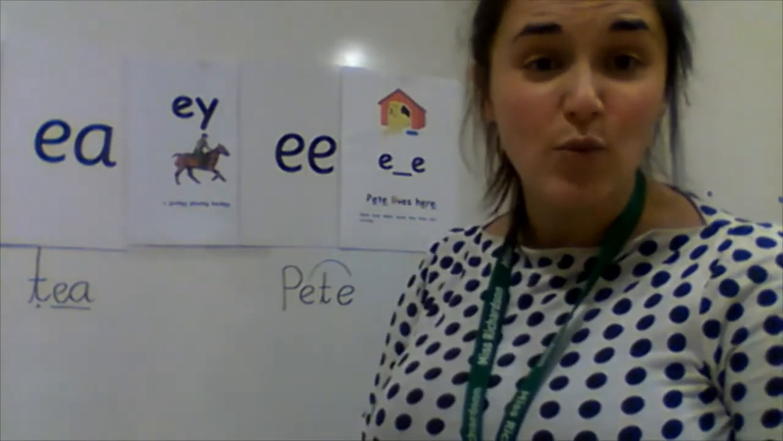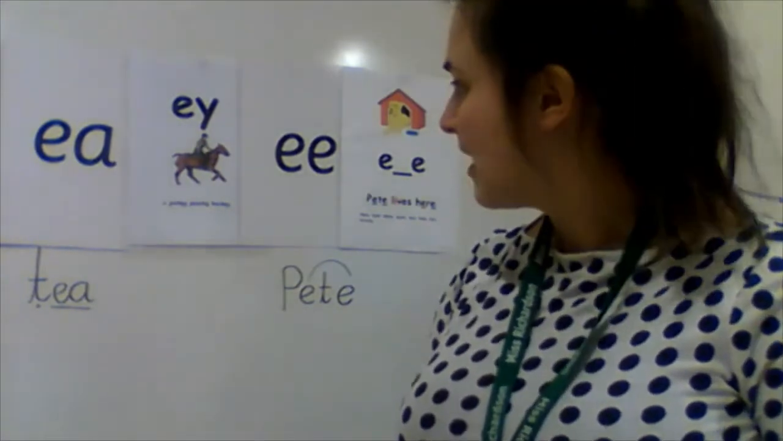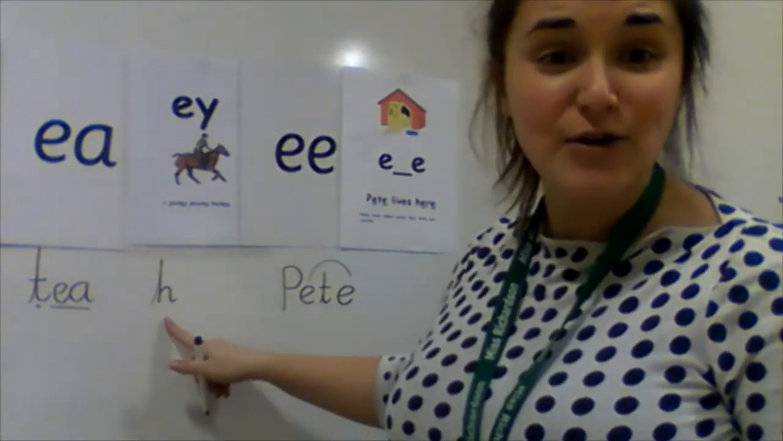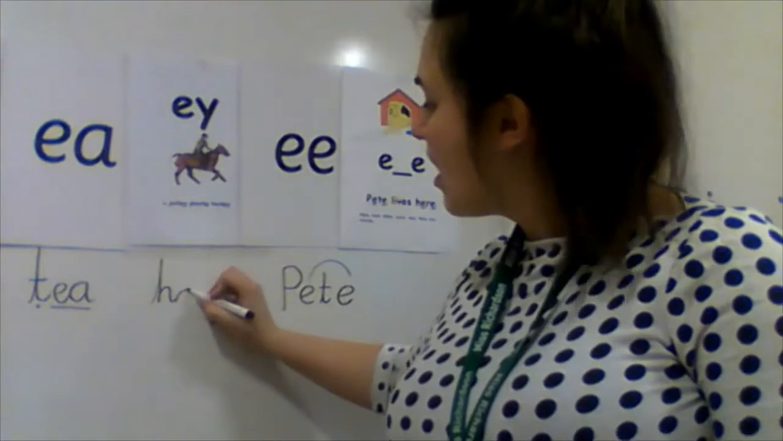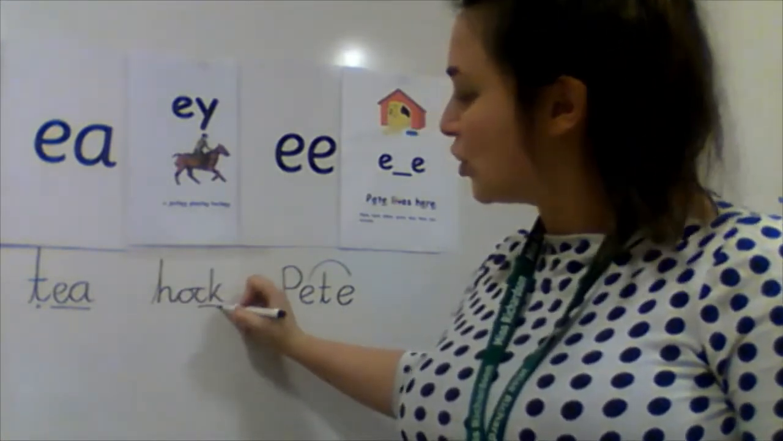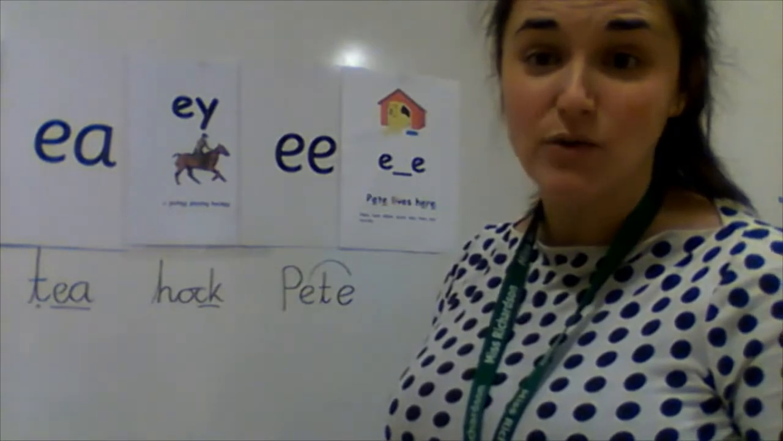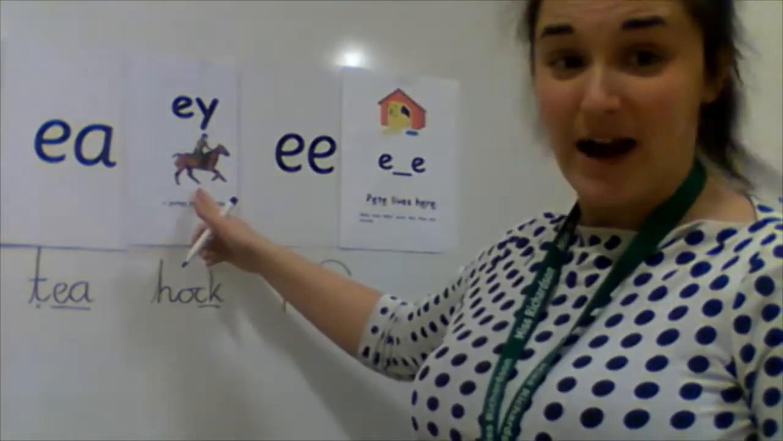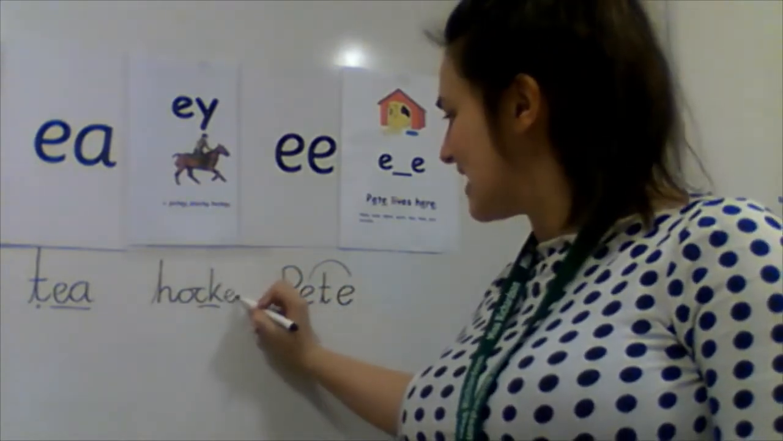I want to write the word hockey. Oh, it's another long-legged letter that goes up to the sky. Remember, it's two letters making one sound. Hock. E. It comes at the end of the word, so I know it's this type of E.